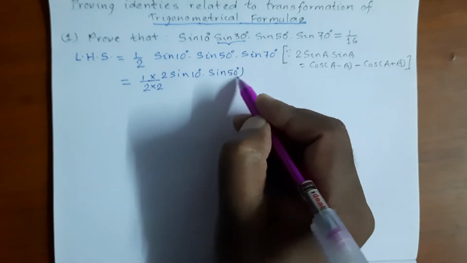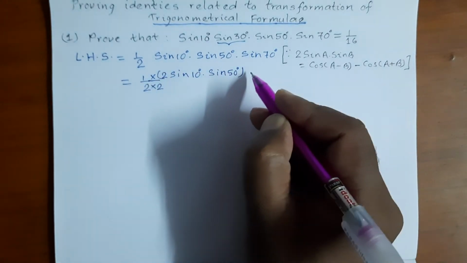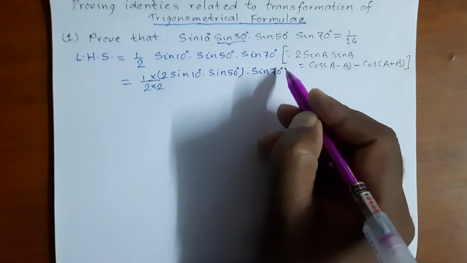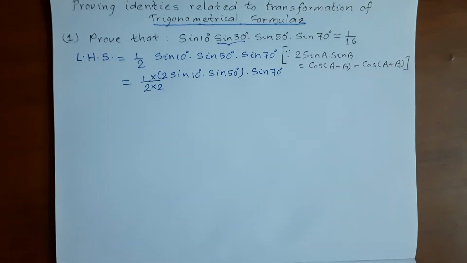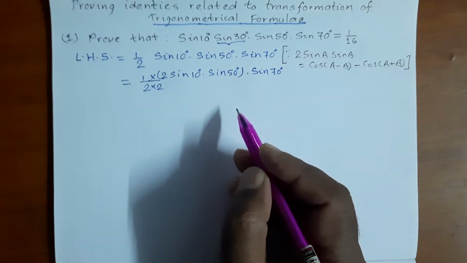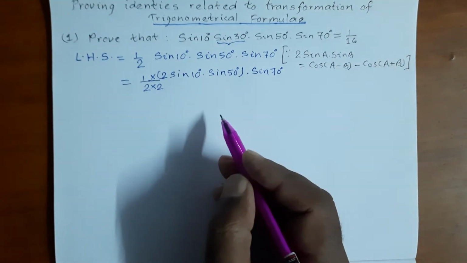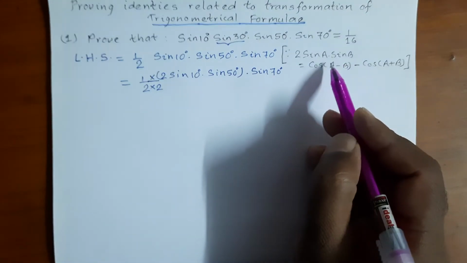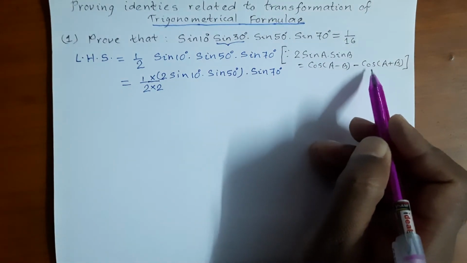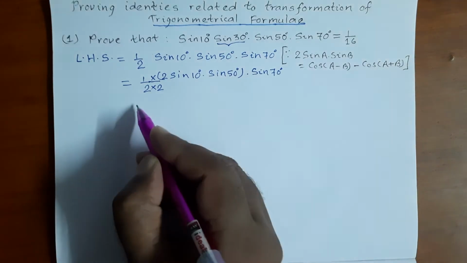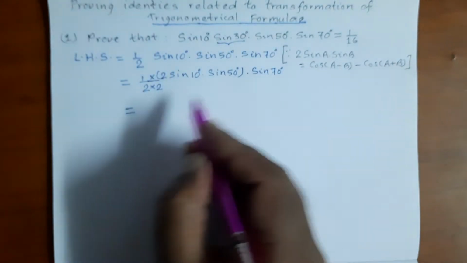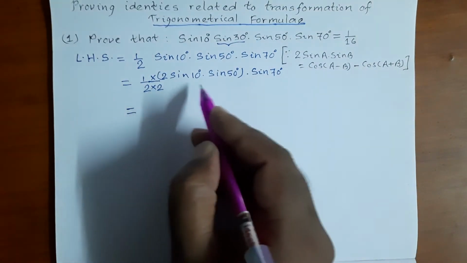Now we close this with a bracket. Without the bracket also there is no problem, because in multiplication any numbers can be multiplied and written together. So now it is just like 2 sine A sine B, and we can use this formula: 2 sine A sine B is cos A minus B minus cos A plus B.